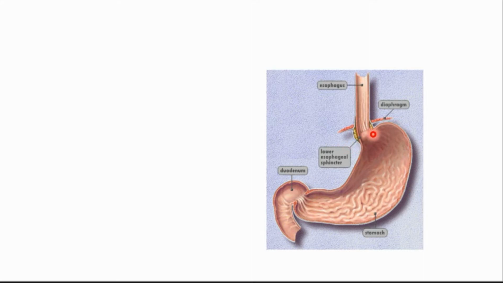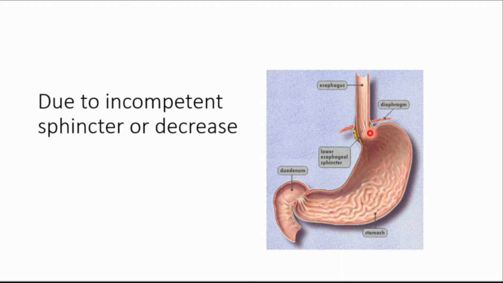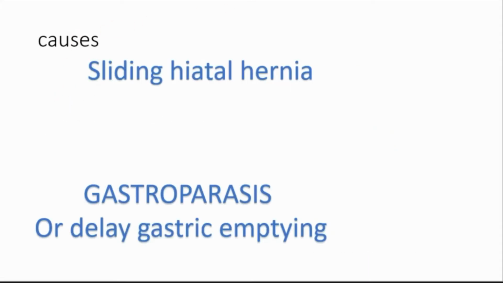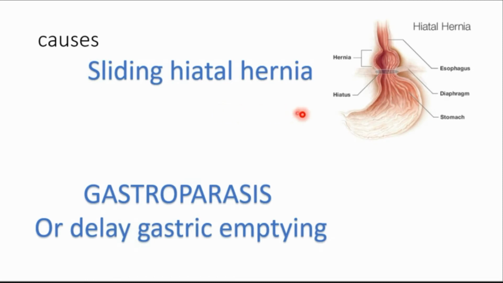Now, the pathology lies in an incompetent sphincter or decreased tone of the sphincter at the gastroesophageal junction. So there are certain causes. Let's move toward the causes. One is the sliding hiatal hernia, in which the stomach gets herniated through the diaphragmatic hiatus, and thus the reflux of acidic content through that hiatus happens.